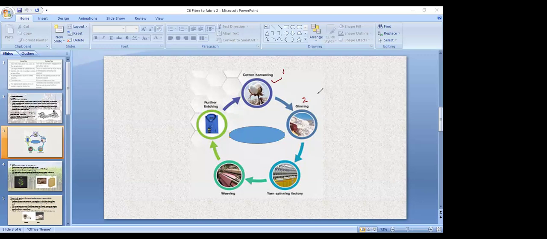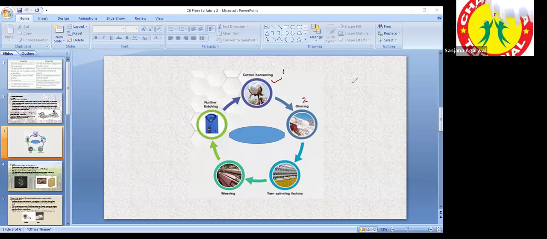Okay. So here see the basic processes. First is cotton harvesting, then ginning, separating cotton out of cotton balls. Third step is yarn spinning in the factory. Fourth step is weaving of yarns. And then the fifth step is further finishing, means getting the complete shape and size of clothes. You can note these 5 steps also.